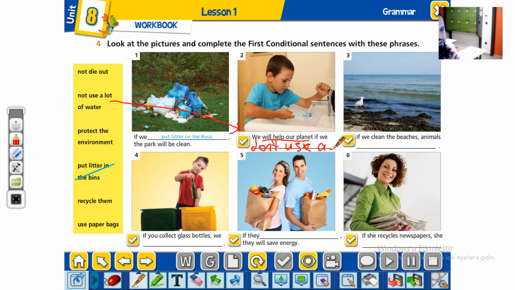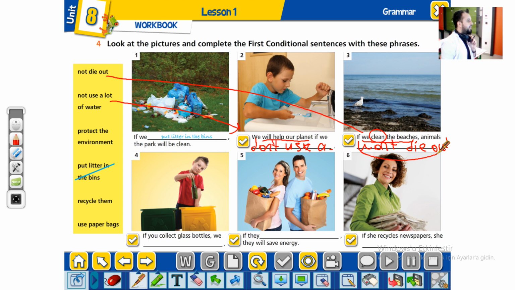If we can clean the beaches, eğer sahilleri, plajları temizleyebilirsek, animals, we can recycle. We can use paper bags for animals. Animals won't die out. It will be because in this part, in the conditional part, we used simple present tense, and in the second part, we are going to use future simple.